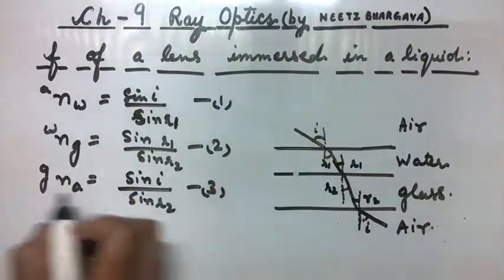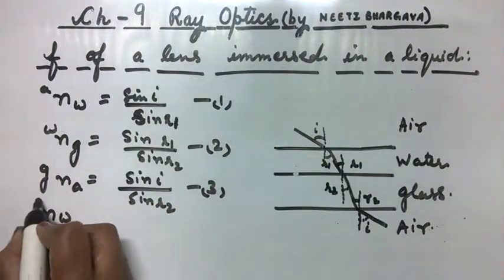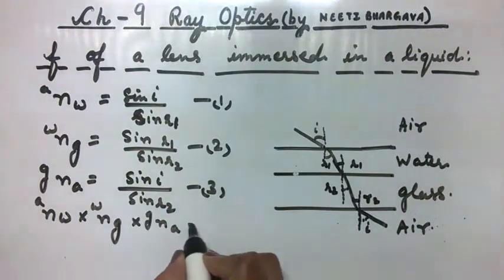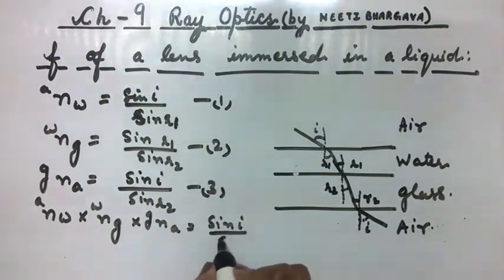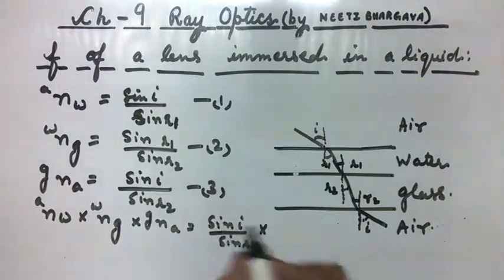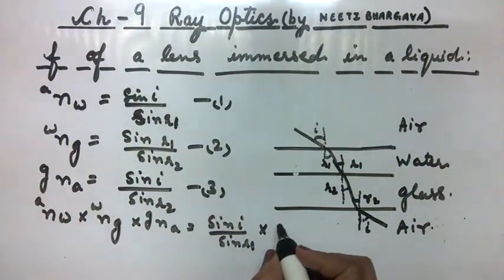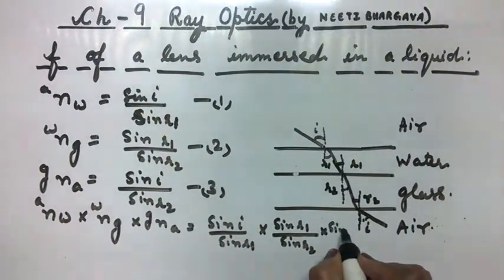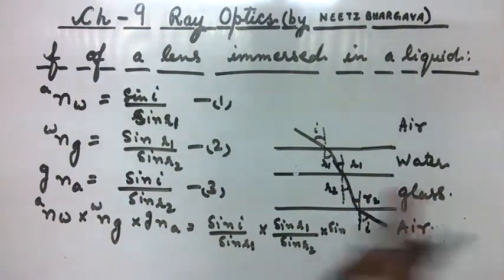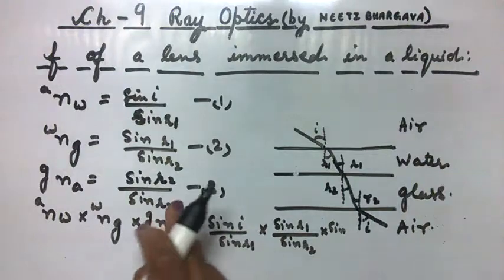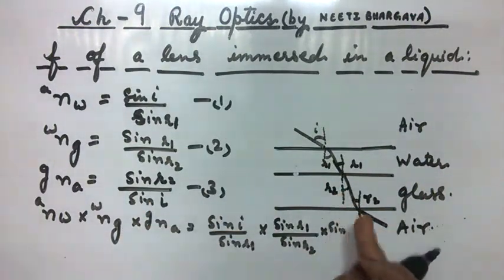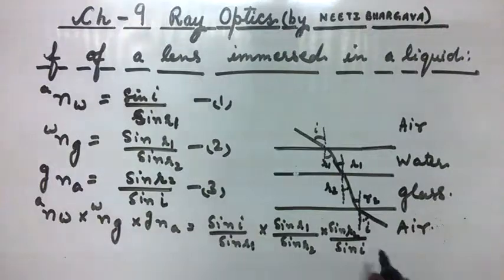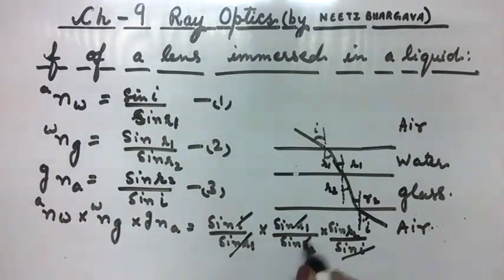Now on multiplying all these three equations, we get the refractive index of water with respect to air into the refractive index of glass with respect to water into the refractive index of air with respect to glass equal to sin I by sin R1 into sin R1 upon sin R2 into sin R2 upon sin I. When we multiply, all the terms cancel out and we get it equal to 1. Yes, sin I is the angle of incidence for this medium.